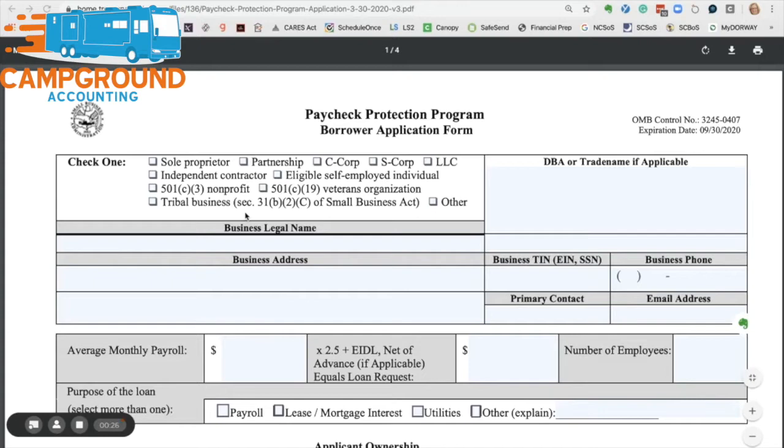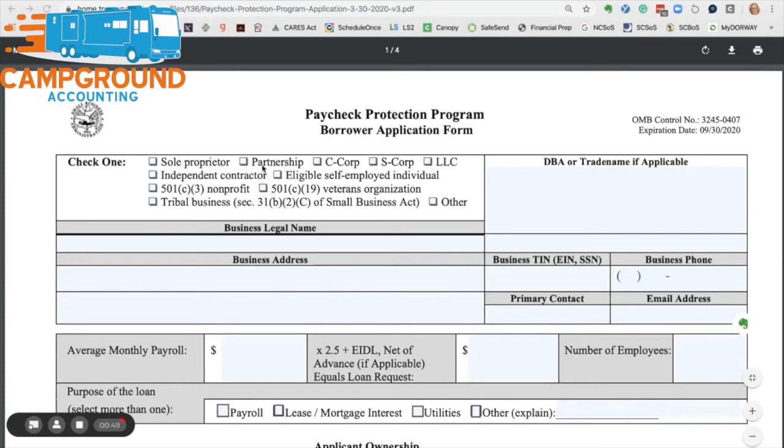Now, this is your legal entity. If you have formed a corporation through your Secretary of State, you will be checking the C or S Corp, depending on which one you're taxed as. If you formed a limited liability company through your Secretary of State, you should be checking the limited liability box. For all others, there is a little bit of confusion.